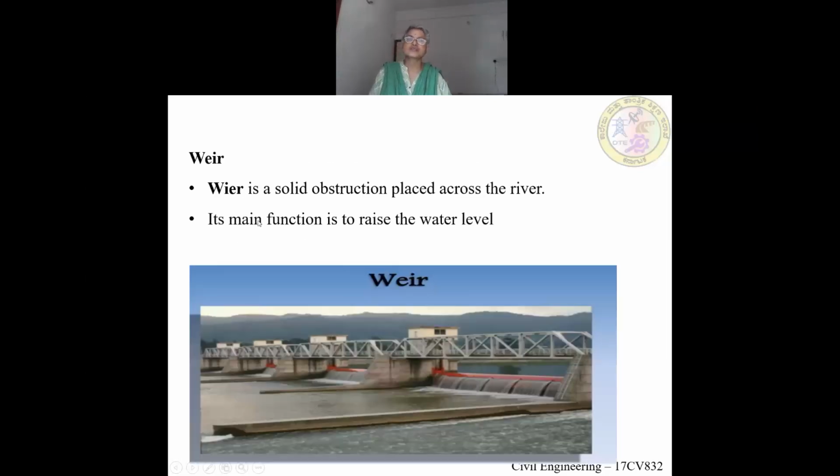So what is this weir? A weir is a solid obstruction. You can see in this picture, it's a solid obstruction. There are no gates. So over this, the water just flows over. The main function of this weir is to raise the level of water, because this is constructed across the river. Because of this obstruction, the level on the upstream side will rise.